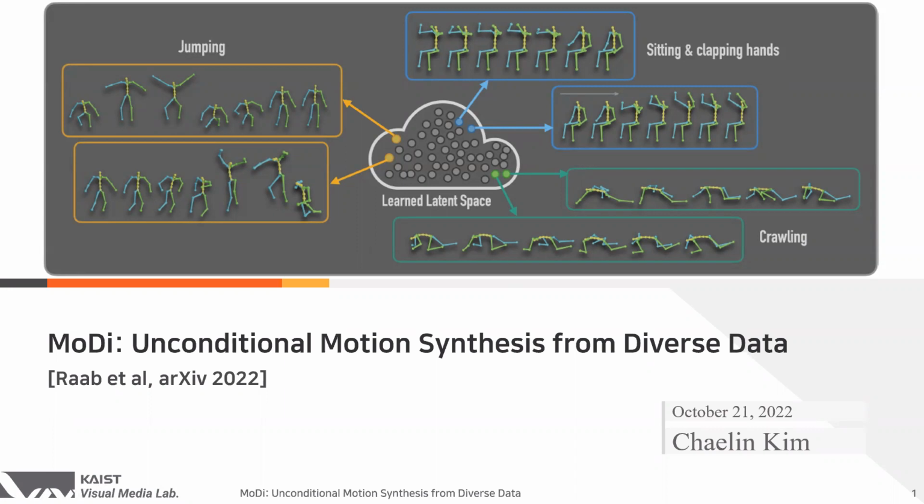Today, I'll present the paper MoDi, Unconditional Motion Synthesis from Diverse Data. As inferred from the title and figure, this paper proposes an unconditional GAN method for motion synthesis that generates various motion sequences from a latent space trained with a highly diverse and unstructured motion dataset.